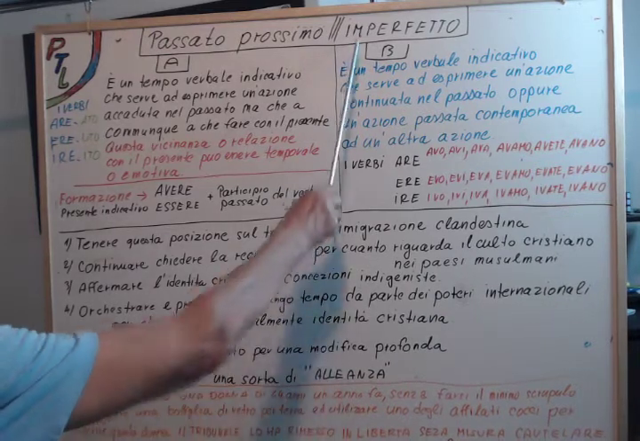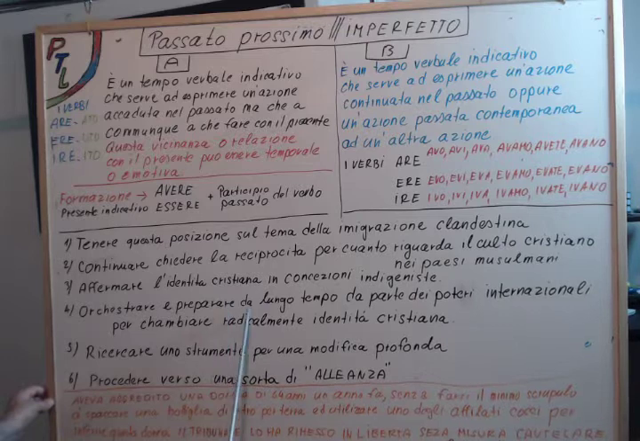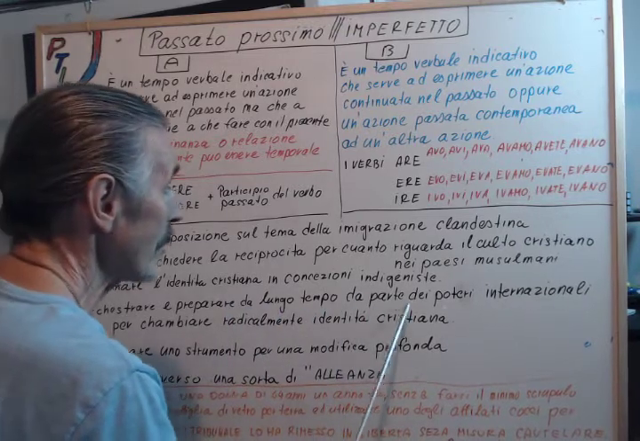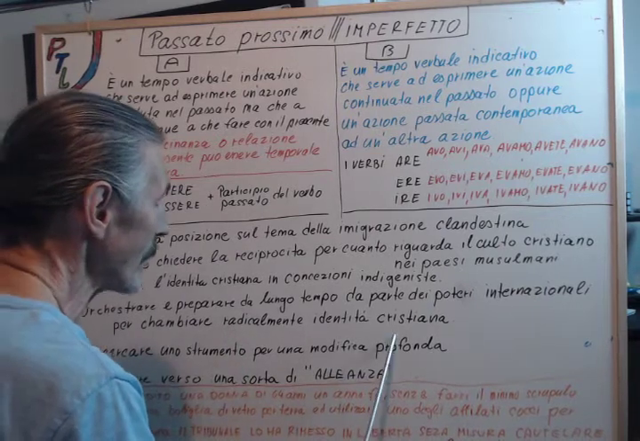Or if I want to put in imperfetto, I would say io orchestravo e preparavo da lungo tempo da parte dei poteri internazionali per cambiare radicalmente identità cristiana.